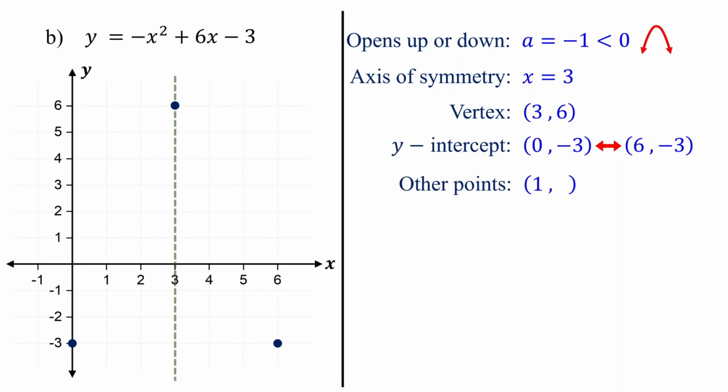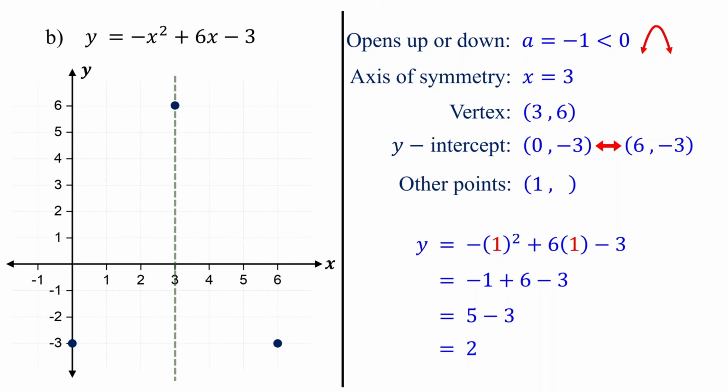Let's take x equals 1. You can also take 2, which is even closer to the axis of symmetry, but it is easier to work with a smaller number, which is why I preferred 1. To find its corresponding y value, substitute 1 for x into the original function. Simplifying this, we find that y equals 2, right? So, we have the point 1, 2.